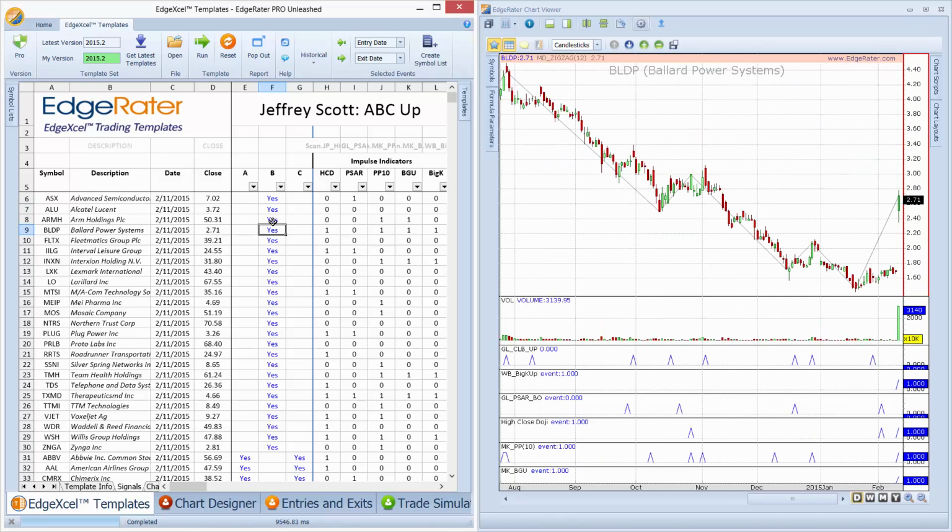And we can quickly scroll down through here. Ballard Power had a very powerful volume come in down here. This is indicated as a buyable gap up. As you see, the BGU is firing, the pocket pivot's firing, the high close doji's firing, the big kahuna up is firing, and you can see actually on the chart that you might not need any of those indicators to see that there's a big gap here and high volume.